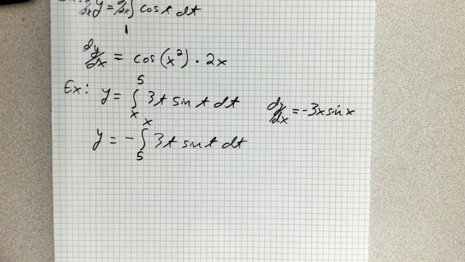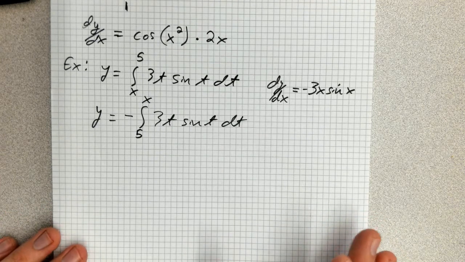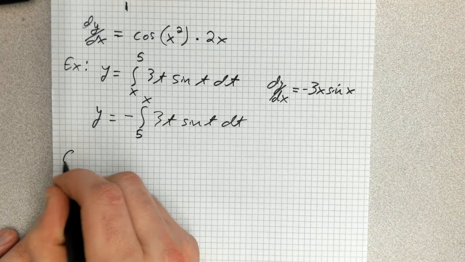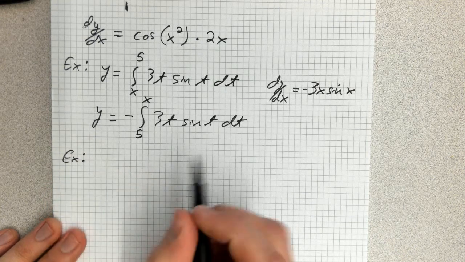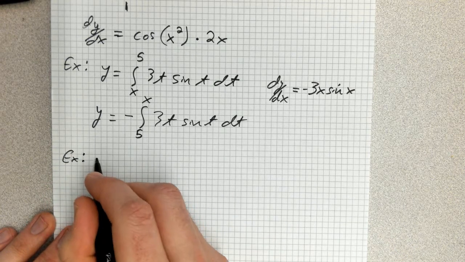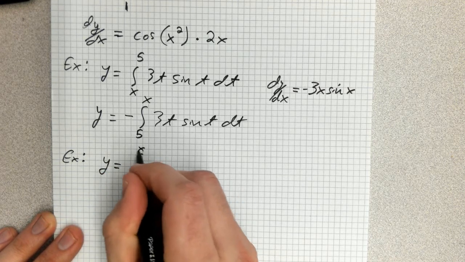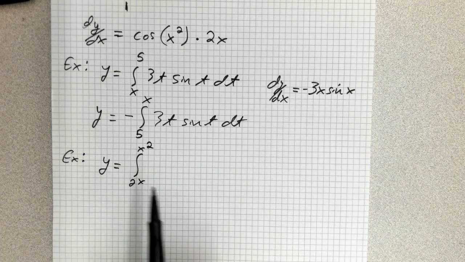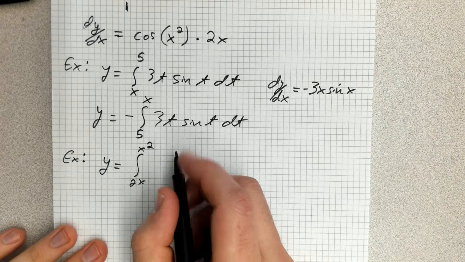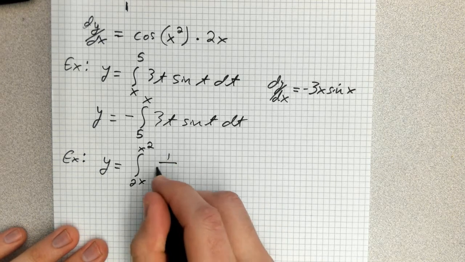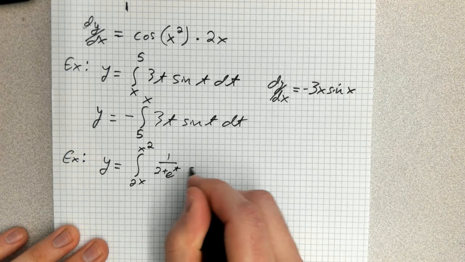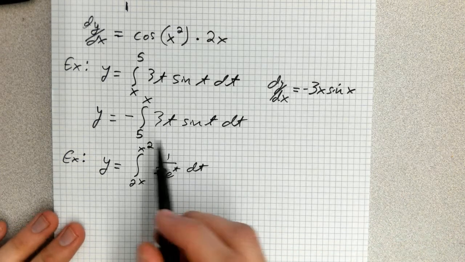All right, last situation that can show up here with these area functions is if you get something where we put a variable into the lower and the upper bound. So if you had a function that was y equals the integral from 2x to x squared. In this case, what we're going to do is we're going to break this up into two integrals. All right, so, well, I guess I should give you the integrand. 1 over 2 plus e to the t dt is inside of the integral here, okay?